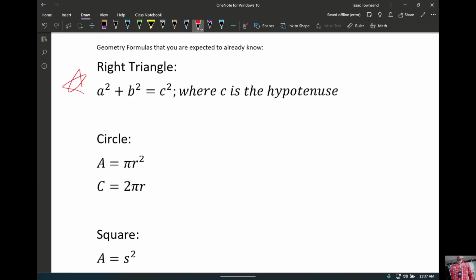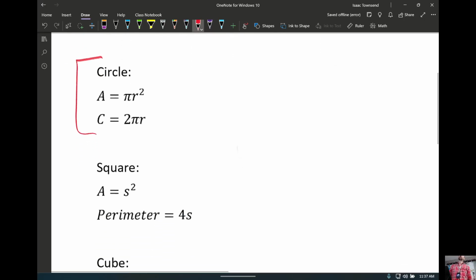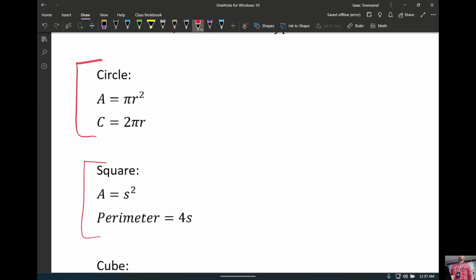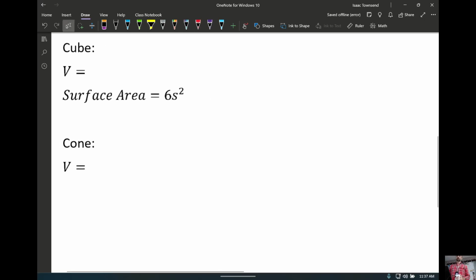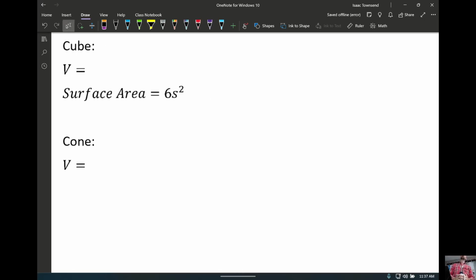You certainly need to know Pythagorean theorem, where C is the hypotenuse. If you don't know the area and circumference formulas for a circle, you need to memorize those. Area of a square, really the perimeter of any shape. Just add up all the side lengths. And then for the last two, instead of just telling you what they are, I want to show you a good way to find the volume of a three-dimensional shape that works almost always, and it makes it where you have to memorize less of this stuff.